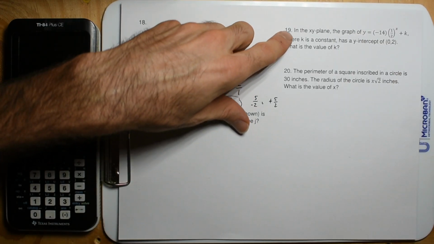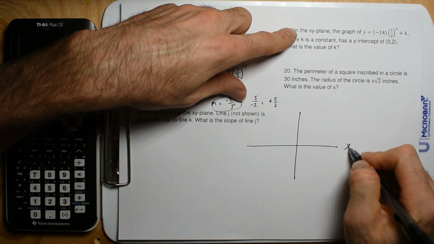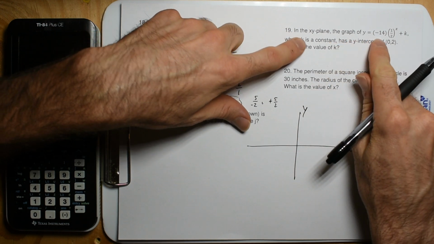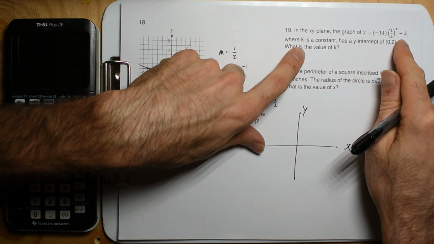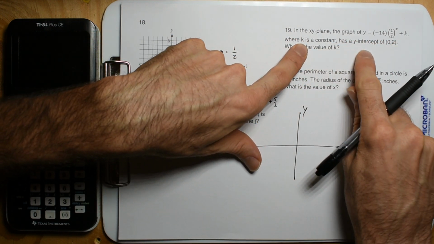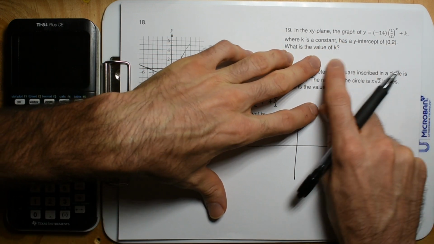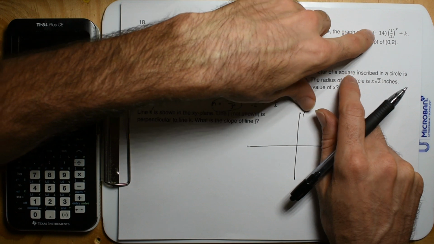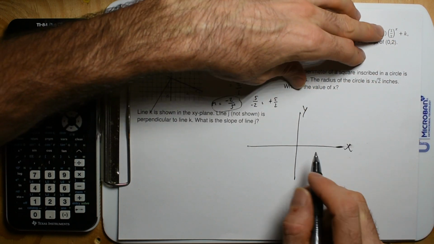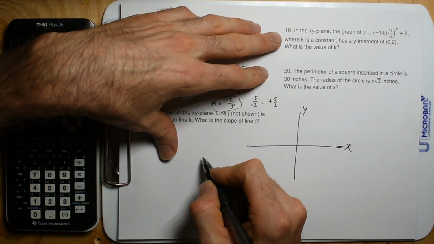Heck yeah. All right, in the xy plane, the graph of y equals (1/2)^x plus k, where k is a constant, has a y-intercept of (0, 2). What is the value of k? So, holy Toledo, let's figure this out. So we have 1/2 to the x.